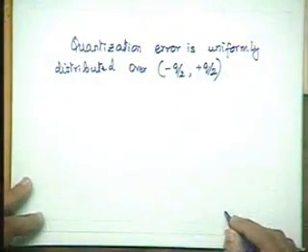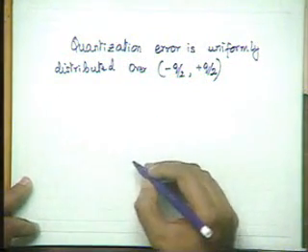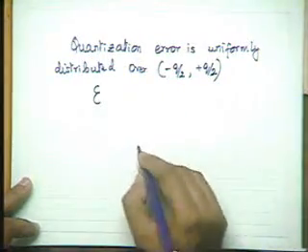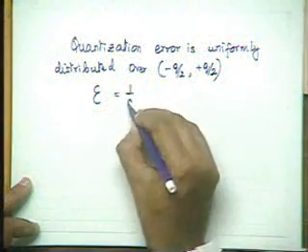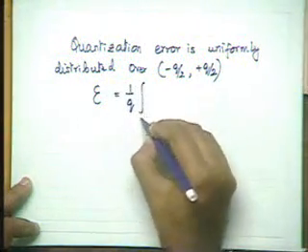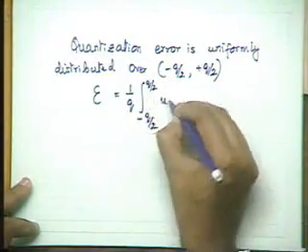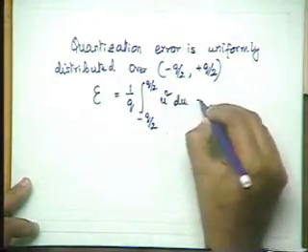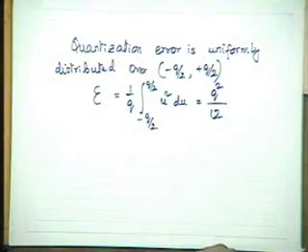Okay, and hence we can say that this E is going to be equal to 1 upon q, within the limits minus q by 2 to plus q by 2, u square du, and this gives us q square by 12. This is the expression of the quantization error in terms of q.